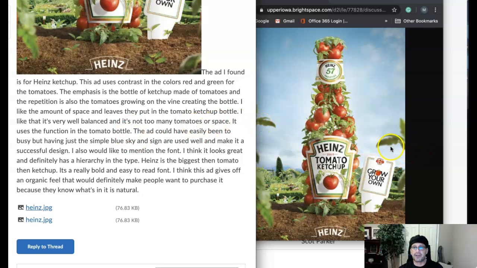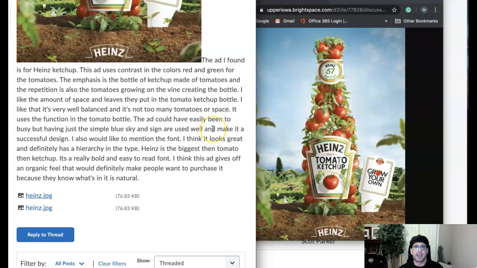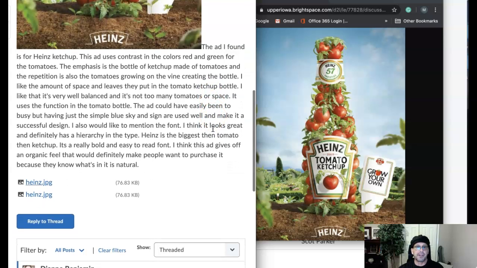Also, let's not forget the leaves in the foreground. There's another use of continuation right there. Continuation by repetition. So it's really, really a harmonious image. I think it's very interesting. The ad could have easily been too busy. The simple blue sky and design is what makes it successful.